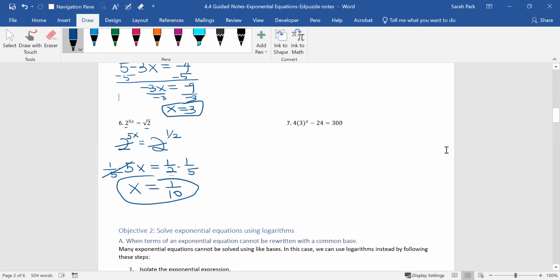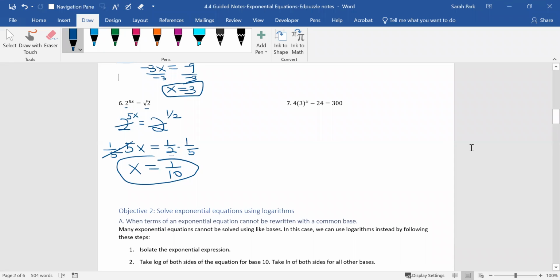Okay, last one, number 7. We have 4 times 3 to the x minus 24 equals 300. Before we do anything, to get it to the common base, you want to isolate your base. And to do that, we're going to add 24 to both sides. And then we get 4 times 3 to the x equals 324.